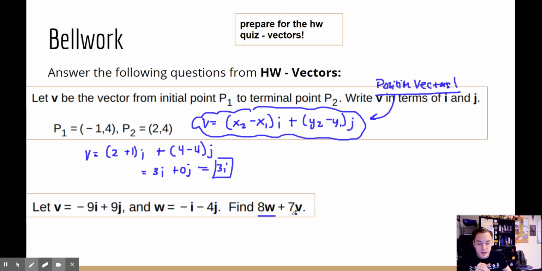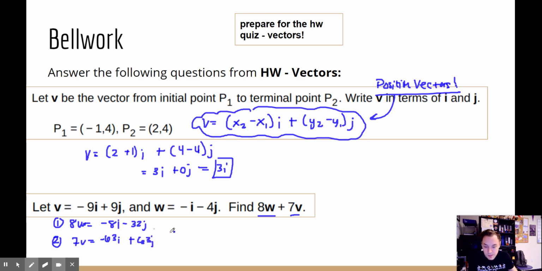This is scalar multiplication, scalar multiplication with vectors. I have to find what 8w is. I need to find what 7v is. So 8w, let's do that first. I just multiply 8 to everything in my w vector. So this is negative 8i and then minus 32j. And then my second one, I want to find 7v. So multiply 7 to the whole of my v vector. So this is negative 63i and then plus 63j.